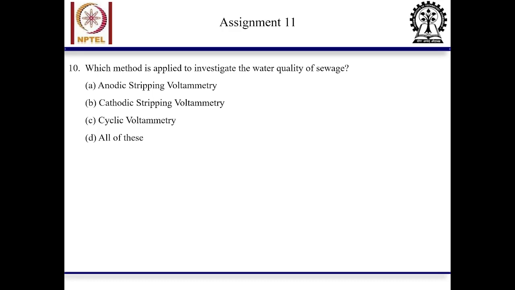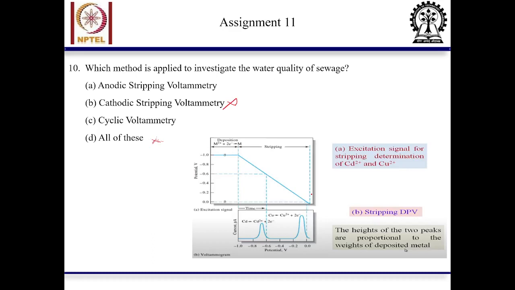So actually option A is correct. I will come to why option A is more correct than C, and then ultimately you will cut out these two options.